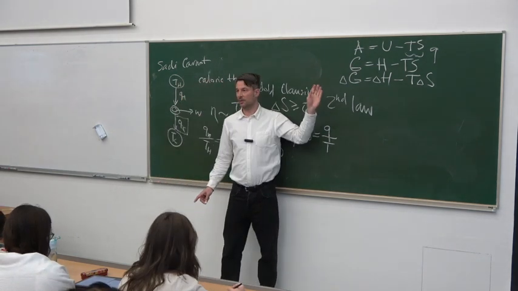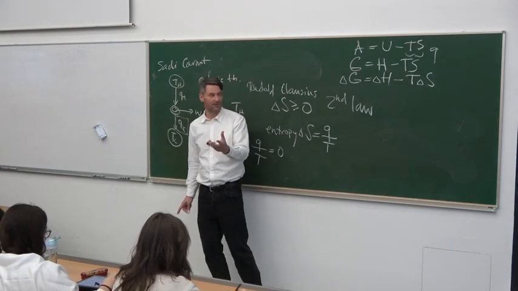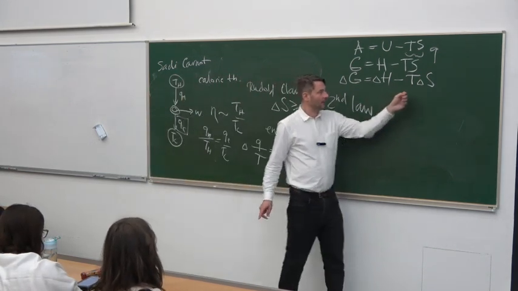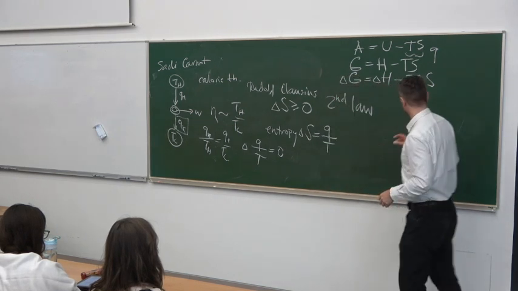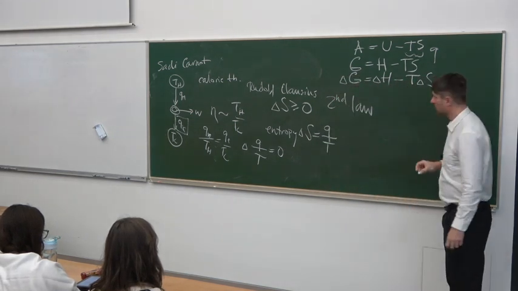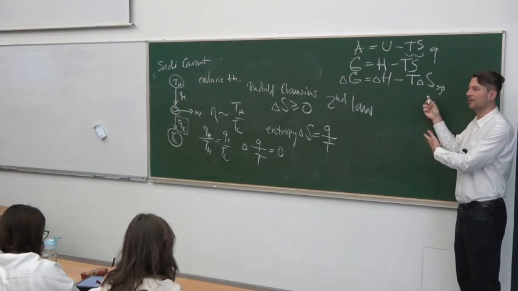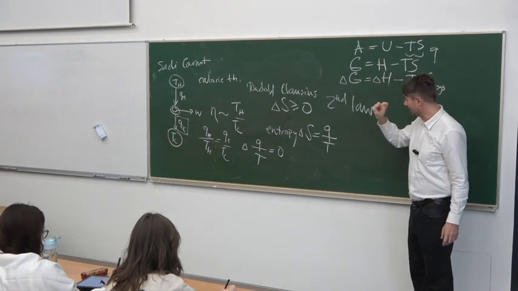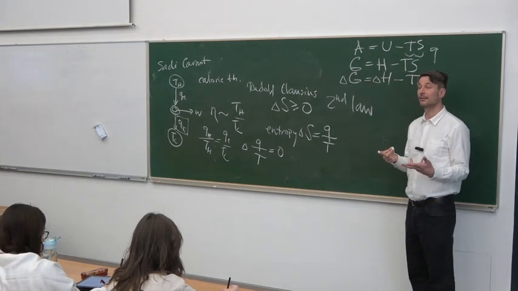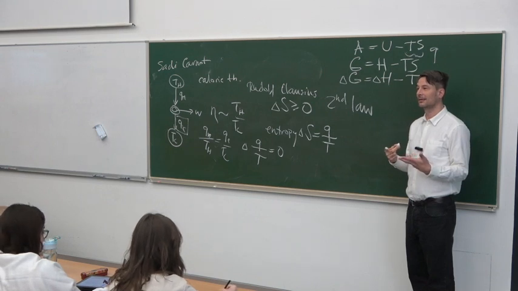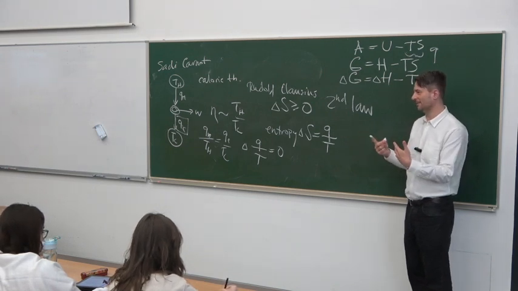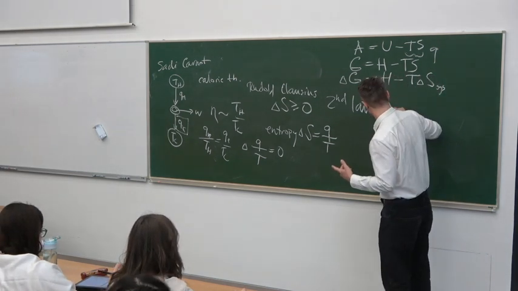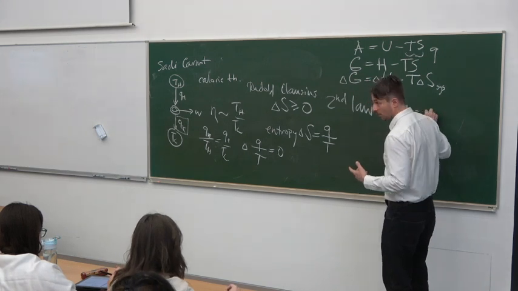So we have delta G is equal to delta H, the change in the enthalpy of the system, minus T delta S, okay? Now, this is the entropy of the system. So it is clear that we're measuring here the entropy of the system. Now, what about this delta H? Delta H is equal to the heat. Heat is a transfer of energy. Delta H is equal to Q.